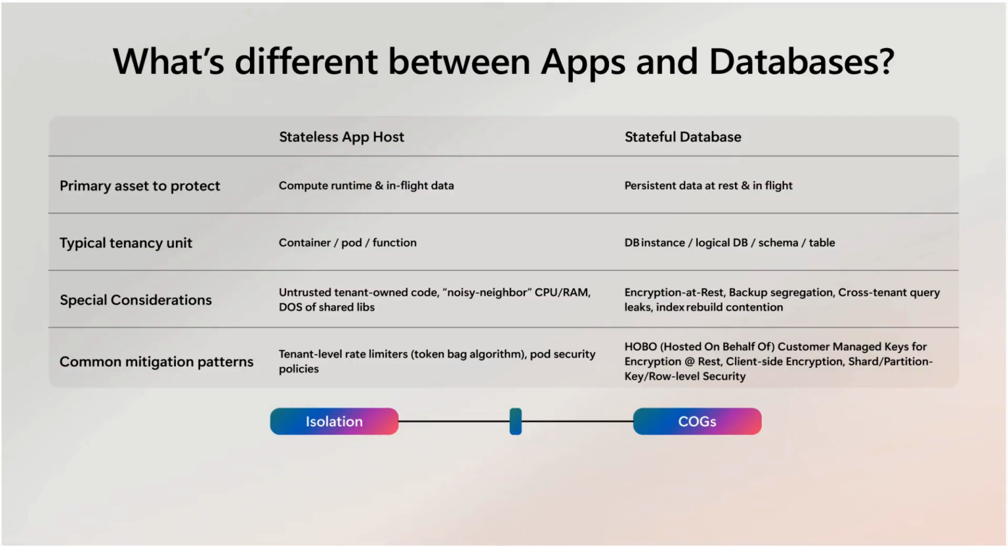It's important to recognize that multi-tenancy for stateless app hosts and stateful databases presents different challenges. Stateless apps typically isolate tenants at the container or function level, using rate limiting and security policies to prevent resource contention and untrusted code execution. Databases, on the other hand, must protect persistent data at rest and in flight, with tenancy units like database instances, schemas, or tables. Special considerations include encryption, backup segregation, and preventing cross-tenant data leaks. Azure Cosmos DB introduces advanced patterns such as customer-managed keys and shard-level security to address these needs, ensuring both performance and data protection in multi-tenant scenarios.